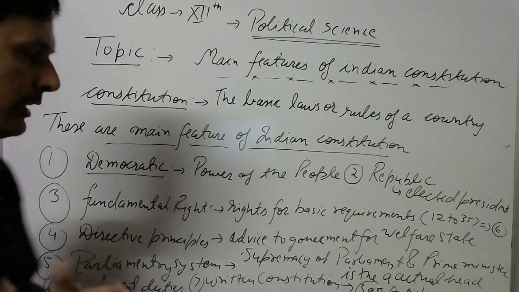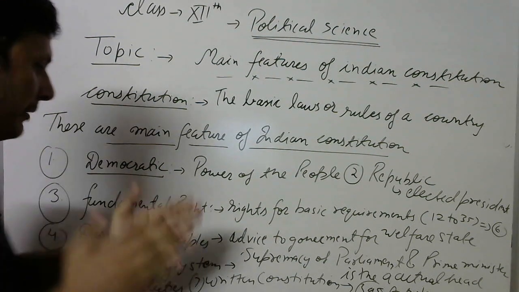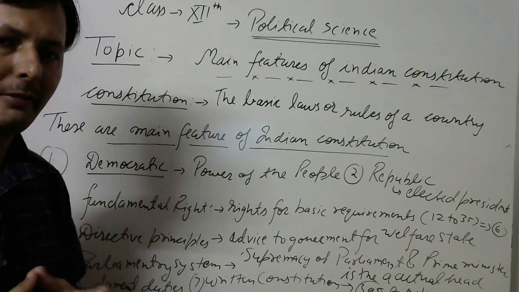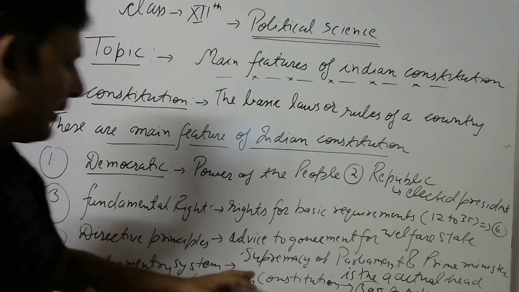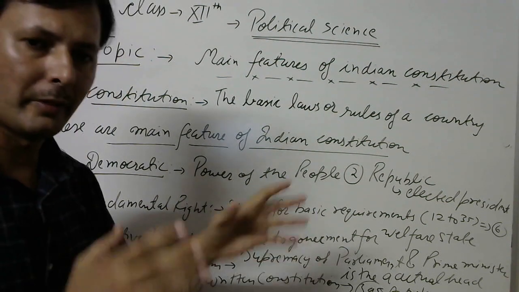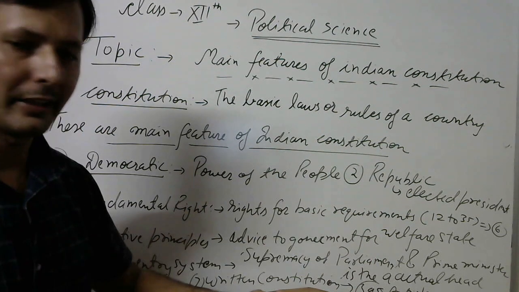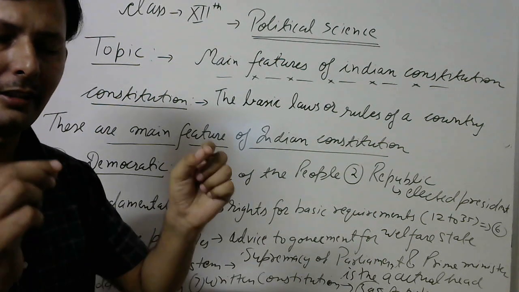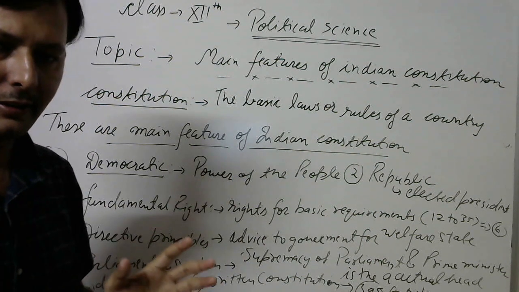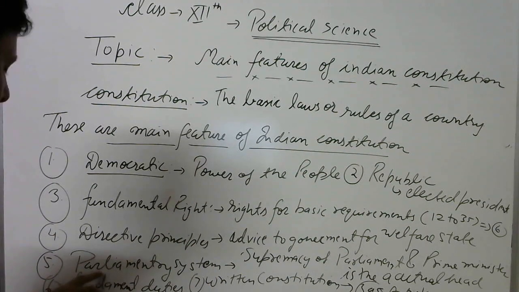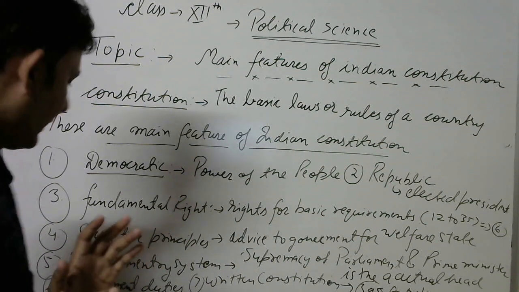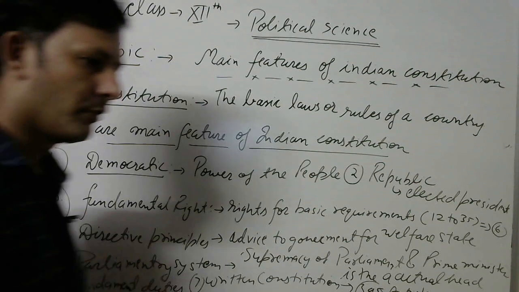Next is parliamentary system. Indian constitution adopts the parliamentary system. What is the meaning of parliamentary system? Supremacy of parliament, and the prime minister is the actual head of the country, and the president is the nominal head of the country. Clear? It is called parliamentary system.